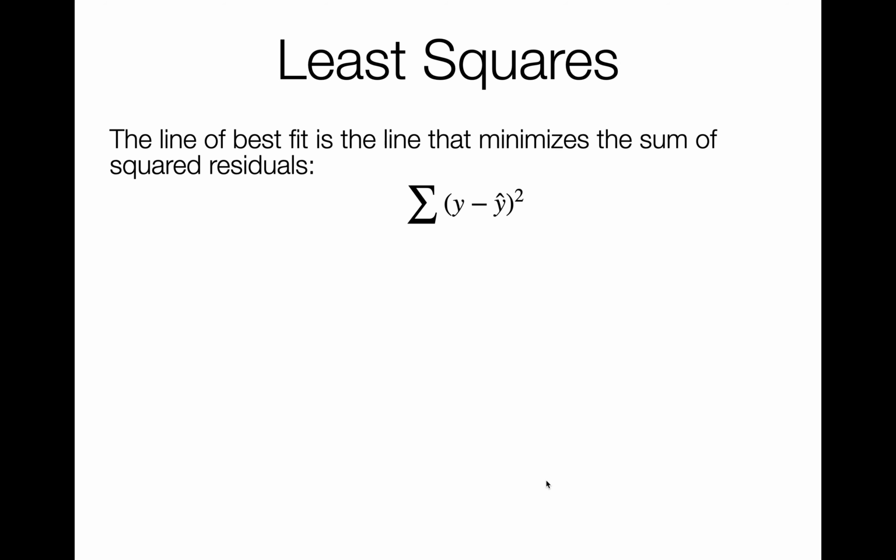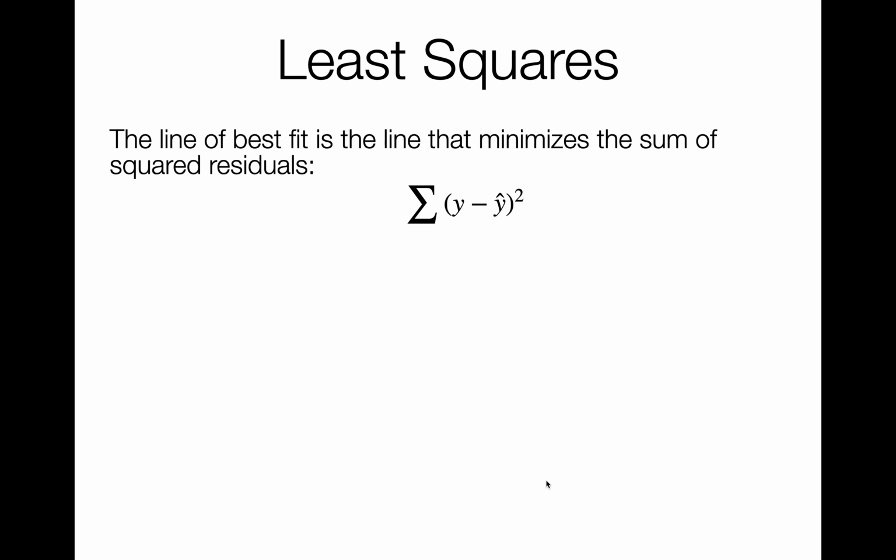And so to find the best line, I want the line that minimizes the sum of squared residuals. The residual is y minus y hat. I want to square them and then add them all together. And so if we were in class, I would ask, why would I want to square them? Why do I need to square them?